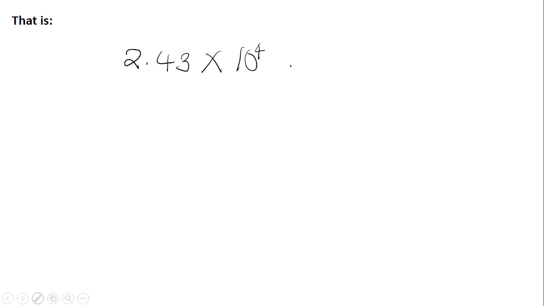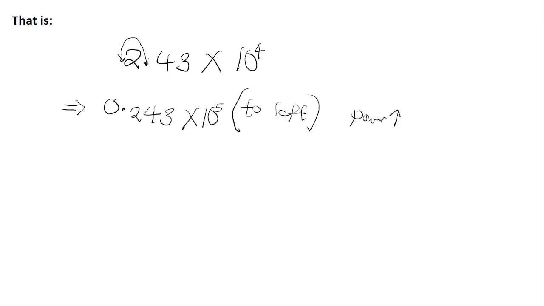It increases. That's how it goes. So when it moves 2 steps, the power will increase by 2 also. So this is going to be 6. So you're going to have something like 0.0243 times 10 to the power 6. Okay, I hope you guys are following.